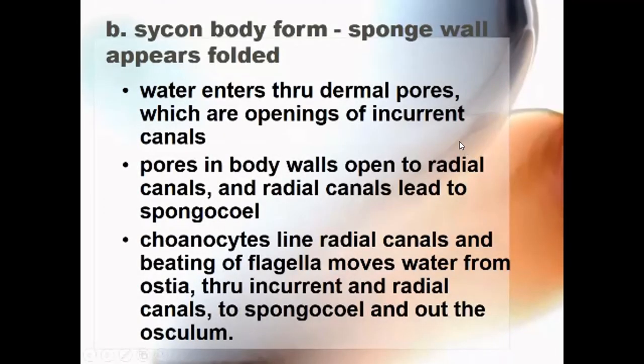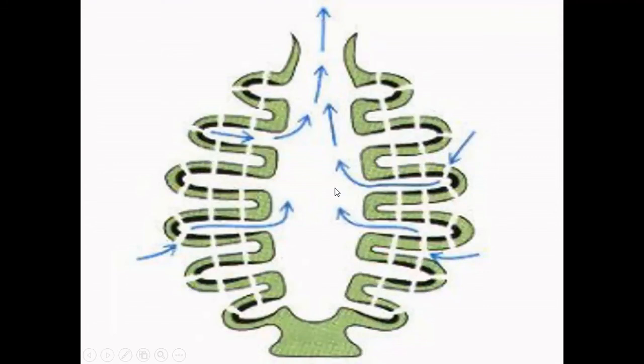Next, we have the second body form, the sycon, where the sponge wall appears to be folded. So may infoldings, medyo complex siya compared to the ascon body type. And this type of form is highly resistant to pressure compared to the ascon type. So makaresist na ni siya sa certain higher pressure sa water pressure sa depth. So this could also be found sa medyo malalim-lalim na.